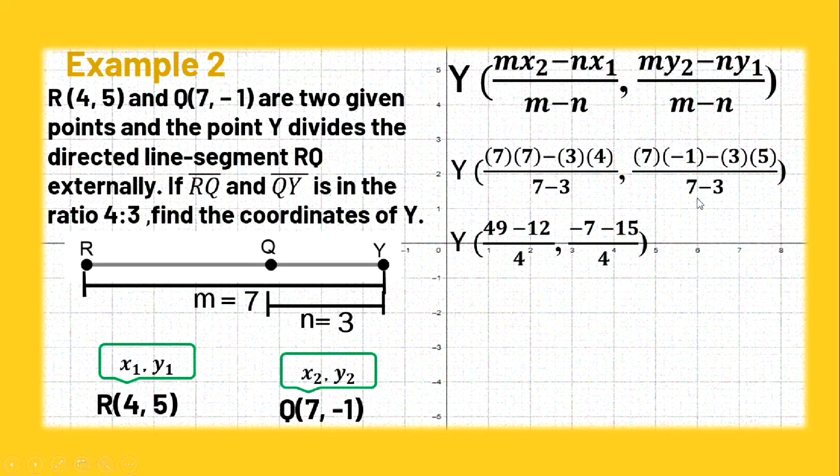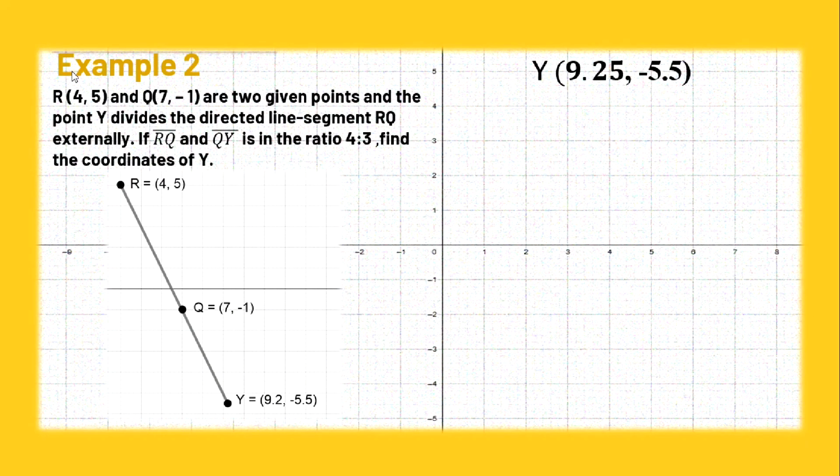Then simplifying, we have 7 times 7 is 49, minus 3 times 4 is 12, all over 7 minus 3 is 4. For our y value, 7 times negative 1 is negative 7, minus 3 times 5 is 15, over 4. So we have 49 minus 12 is 37, over 4. And negative 7 minus 15 is negative 22 over 4. Or simply, we have 9.25 and negative 5.5. Okay, check lang natin kung tama yung sagot natin.